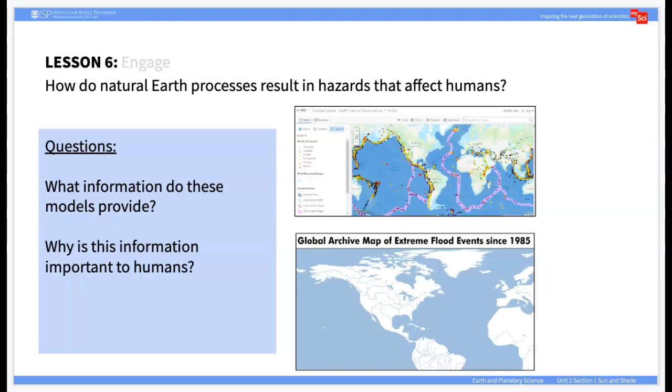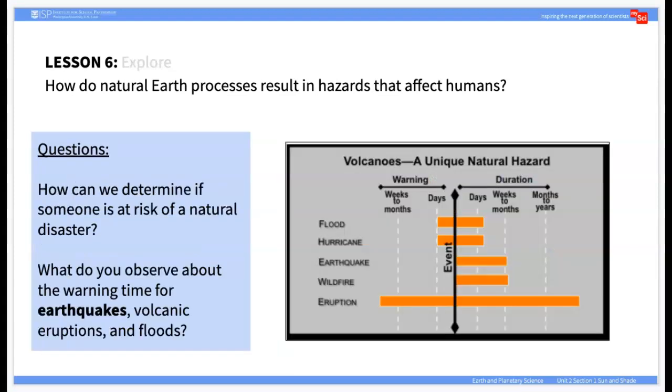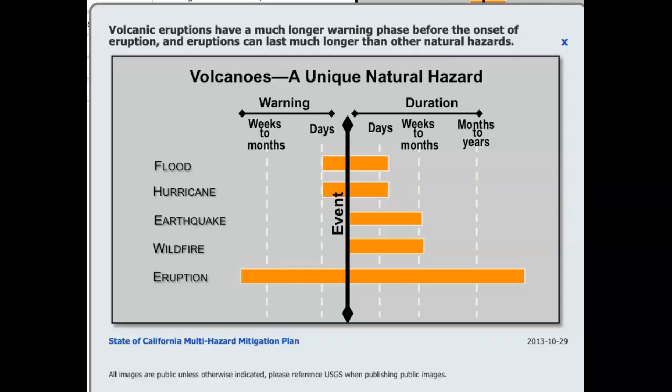Students will consider how models provide important information to humans. In this case, the models provide specific information about locations on Earth that are at the greatest risk of natural disasters. In the Explore portion of this lesson, students will analyze a chart to consider the amount of warning time people have for various natural hazards. Students will observe that while floods, hurricanes, and volcanic eruptions have advanced warning, earthquakes and wildfires do not.